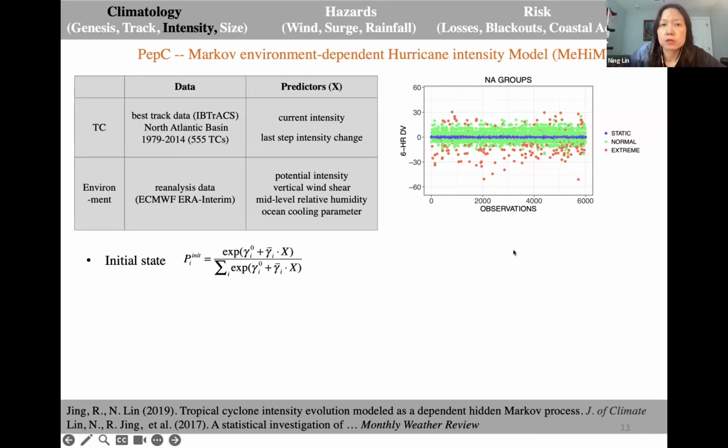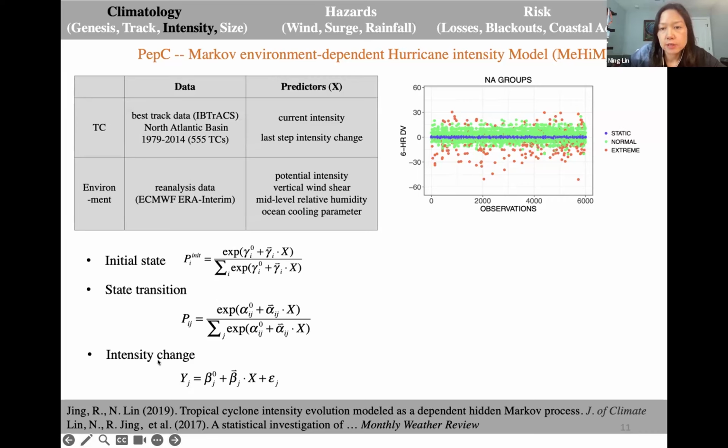So we developed this Markov model. The storm intensity change will be moving from one state to another state as a Markov chain. And for each state, we model how the intensity will change. So the initial state probability looks like that. Then we have state transition, which is the probability of moving from one state to another state. And then given the state the storm is in, we have an intensity change as a function of these parameters. All these probabilities depend on x, which means all these parameters.